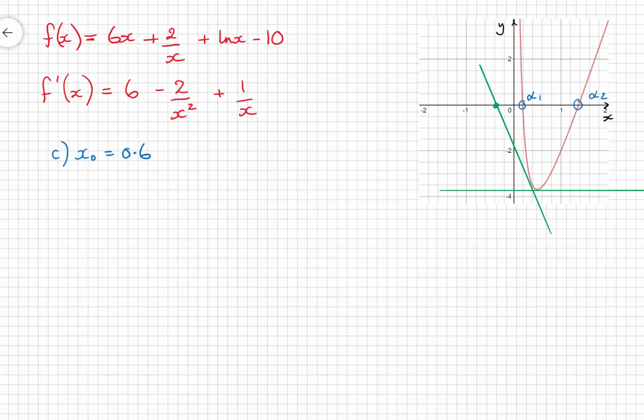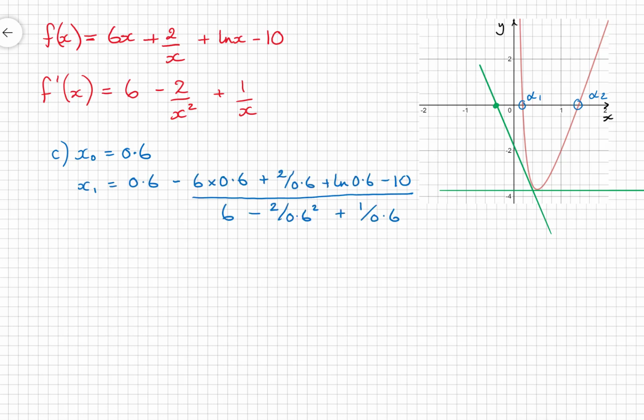And so we come to part C, where our starting value is now 0.6. And just as before, we enter that into the Newton-Raphson relationship. So that's what it would look like. And when we press the equals button, we get the value 2.2946. And so far, so good.